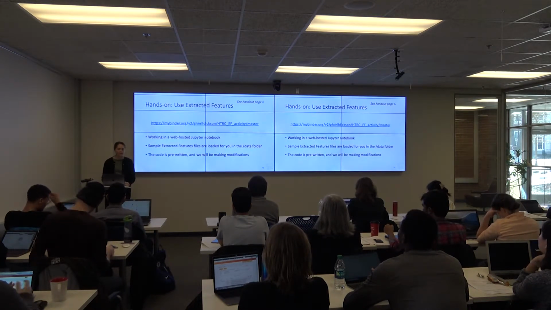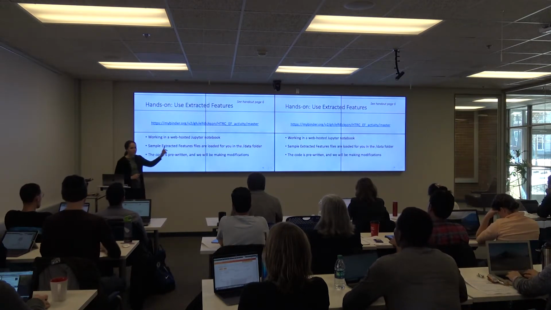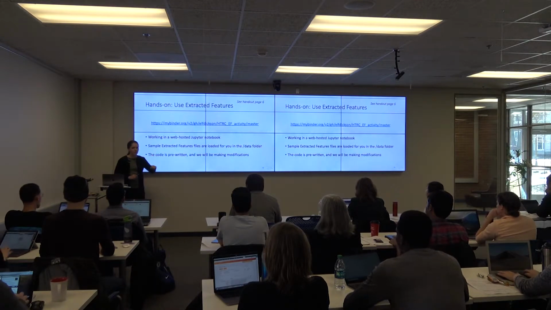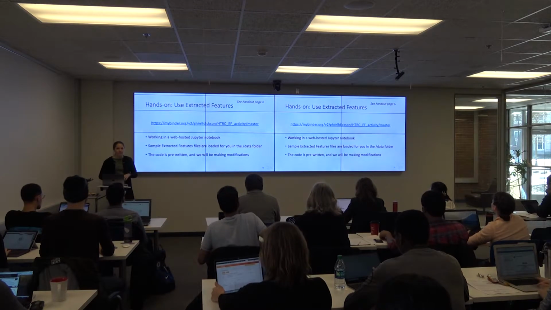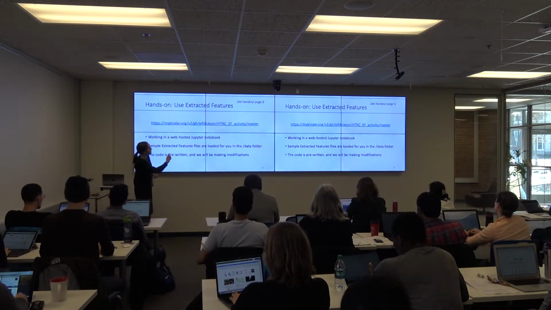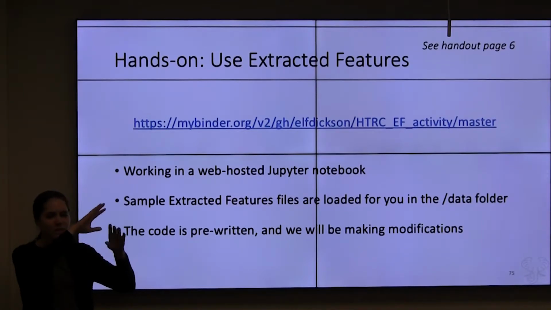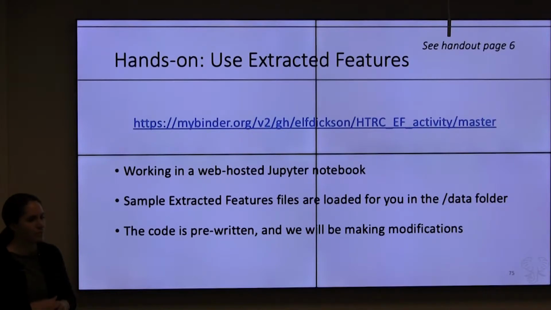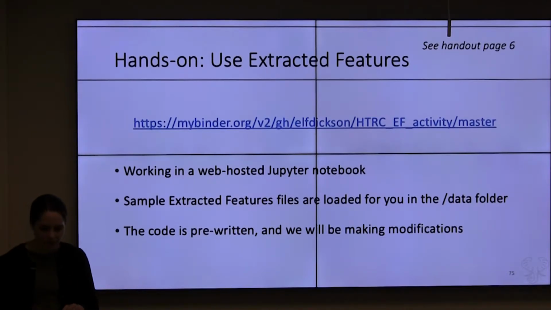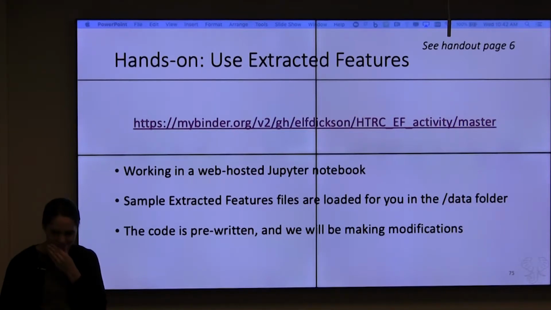Now we have the fun bit, where things could go really well or really off the rails. We are going to try using a platform called Binder to look together at a Jupyter notebook with some code that we're going to play around with. Have any of you worked with a Jupyter notebook before? How many of you have done Python programming before? Great. Jupyter notebooks are a handy way of rendering your code so that you can have both the code blocks and narrative around it, so they're good for tutorials and for structuring and sharing your code. The sample extracted features files we're going to use in the activity are preloaded for you in the data folder. The code is pre-written, but we'll be making modifications. You can go to this link, or the link is also in your handout. Let's see how it goes.